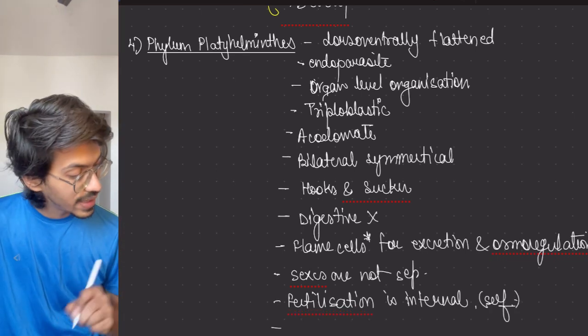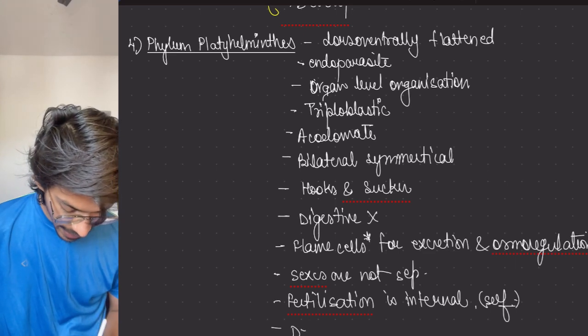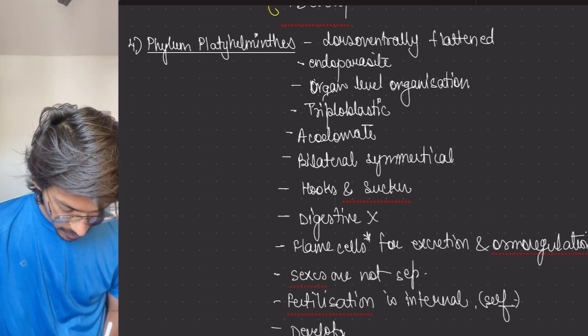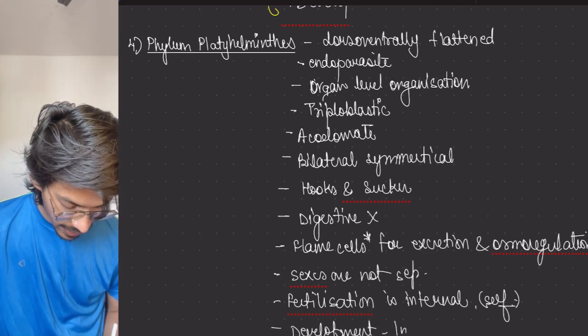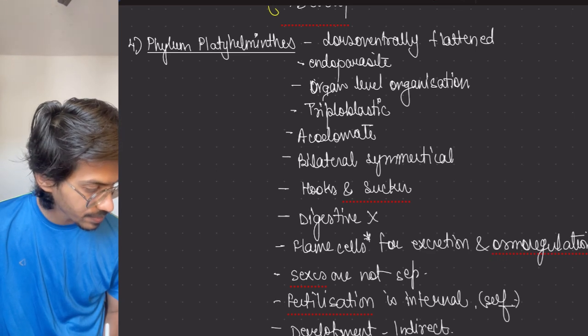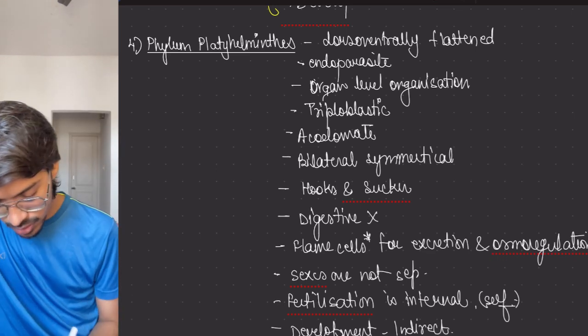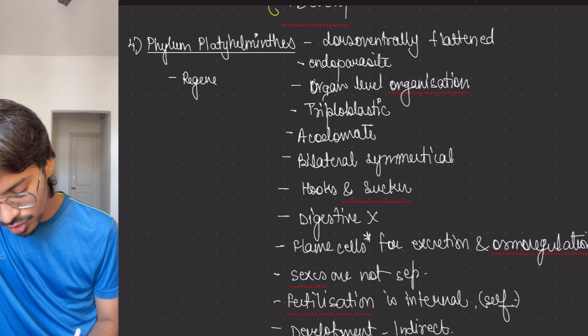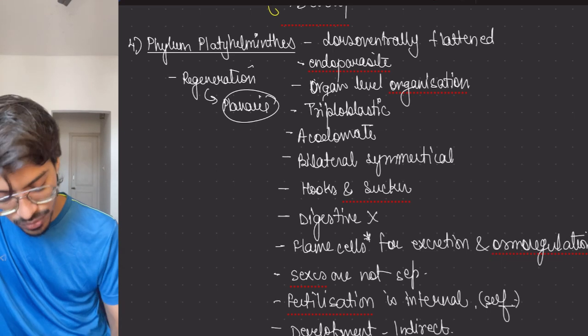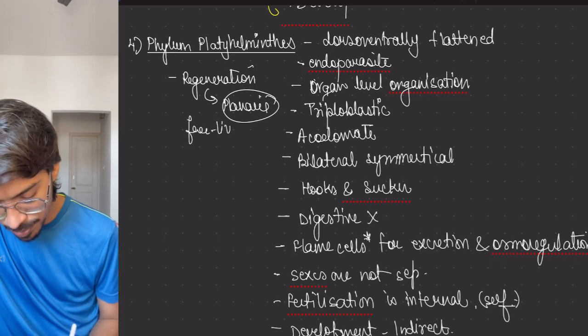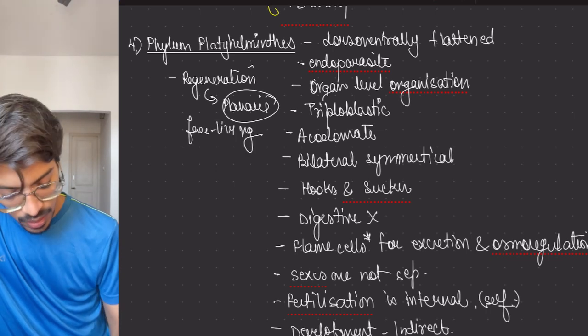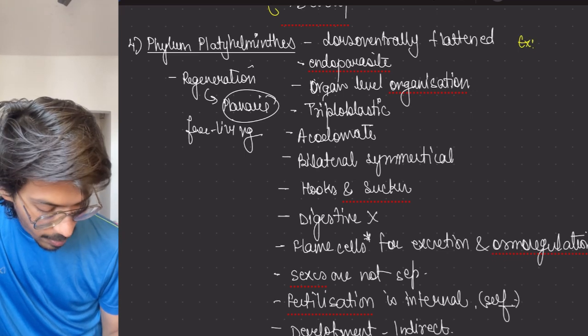But then comes the development. The development is indirect. Always remember. And certain members of this have the capacity of regeneration, that is planaria. The example is not given, but you have to remember planaria belongs to it, which is also free living. It is not parasitic.